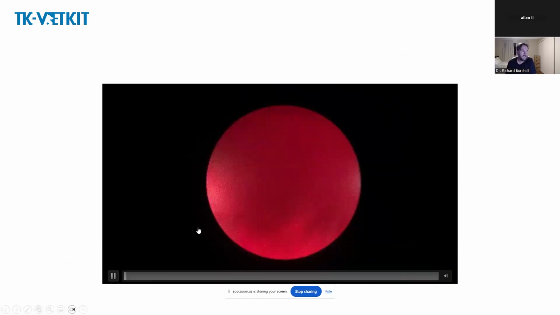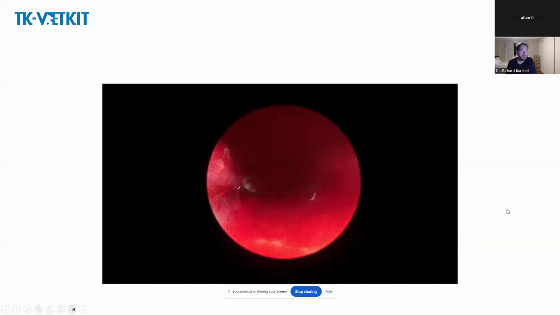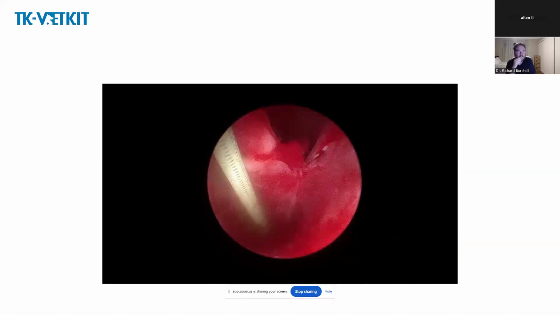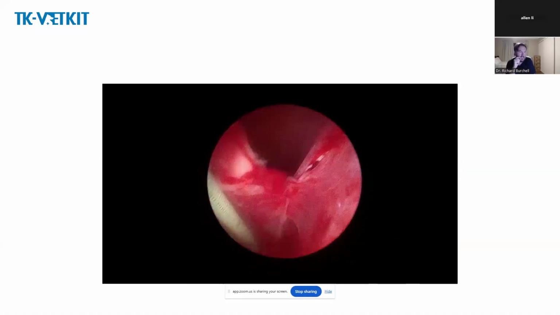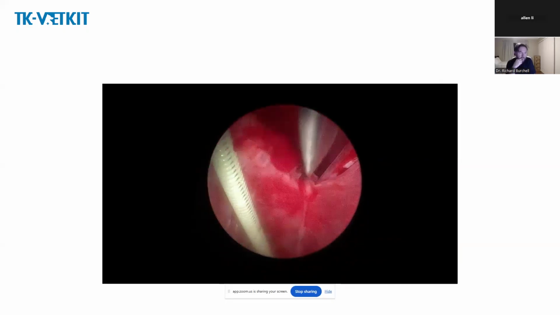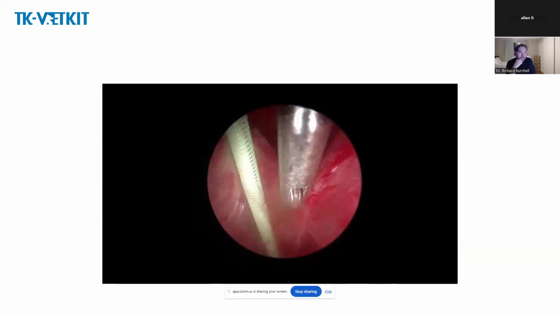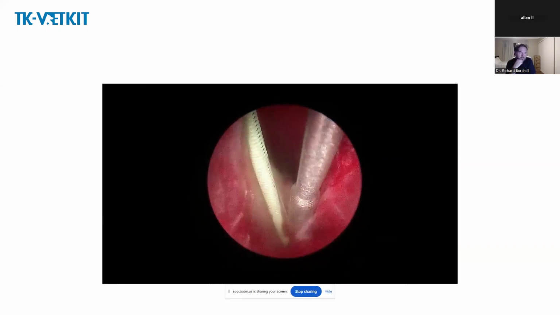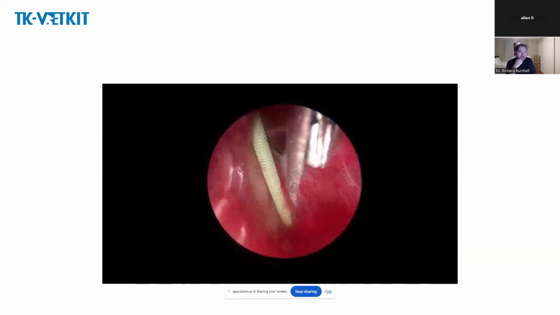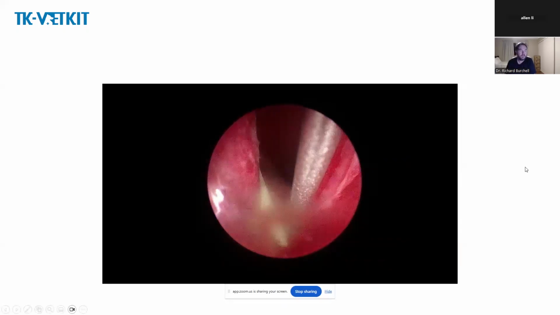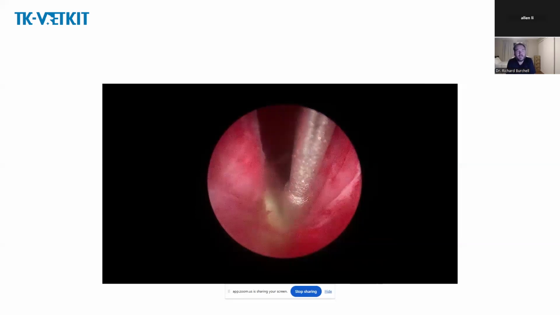This is just another example. Basically, the main issue with this, and the advantage of laser over using scissors, is that you don't have the bleeding. Here we've introduced a guide wire into the ectopic ureter just so that we can track where we are, and then we're using that guide wire. We can then cut the tissue with our scissors, and we cut it back to the trigone, to the level of the uretero-vesicular junction.